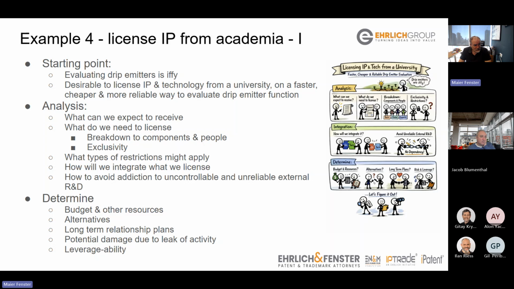When you license from somebody, there's all sorts of restrictions. Which restrictions might apply and which ones can we live with? How are we going to integrate that technology into our company? And there's always a problem of addiction. You start working with an external R&D supplier, and before you know it, you can't do it yourself. And then the supplier says they're going on a sabbatical.